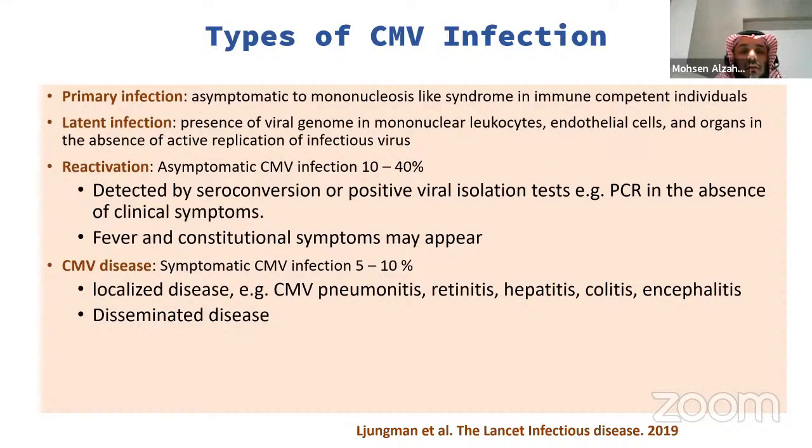The detection here is by seroconversion or a positive viral isolation test, for example by PCR, in the absence of clinical symptoms. Some patients may develop fever or constitutional symptoms. Then there is CMV disease, where the virus infects certain organs and causes dysfunction. Localized disease may affect the lung, causing pneumonitis, or the eyes, causing retinitis, as well as hepatitis, colitis, and encephalitis. Some patients may have disseminated disease, and symptomatic CMV infection may happen in 5 to 10% of hematopoietic stem cell transplant patients.